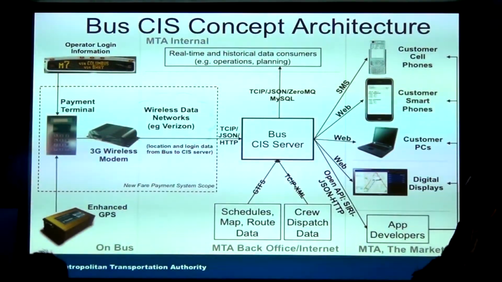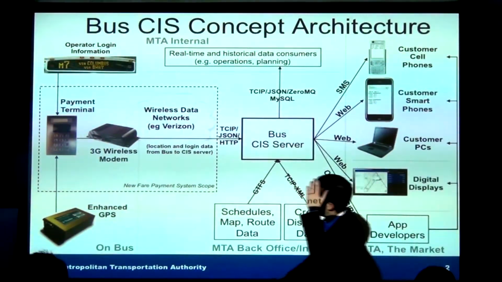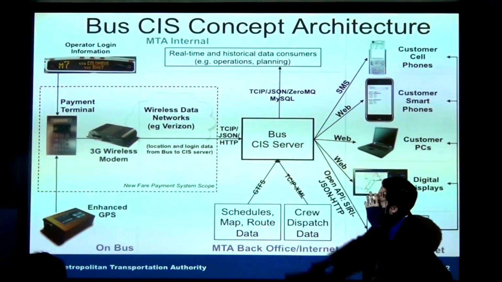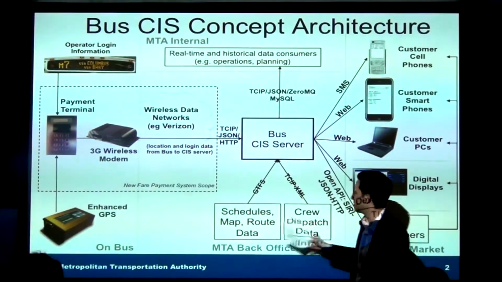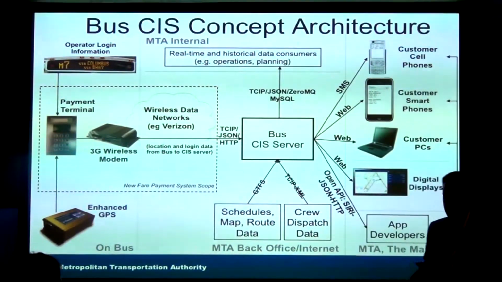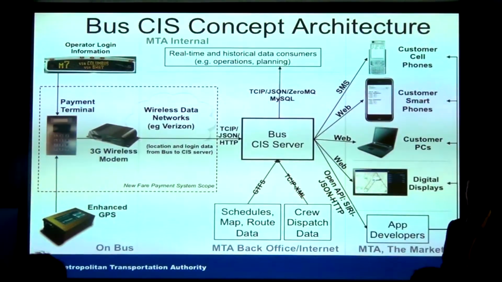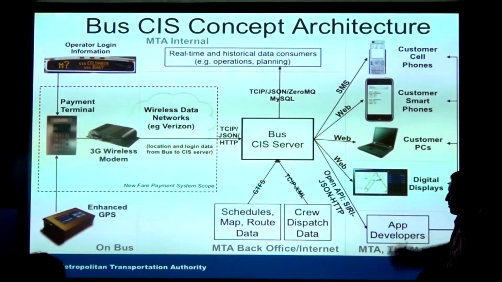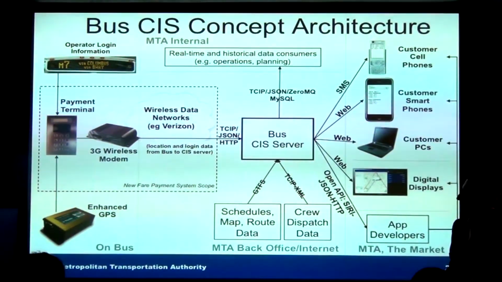With respect to what the system is and how it's laid out, not surprisingly, you have a bunch of different pieces of equipment on the bus, and you have a server which gets that information from the bus and pulls in different static or semi-static information from the MTA, and then it makes it all available through a bunch of user interfaces as well as an open developer API.